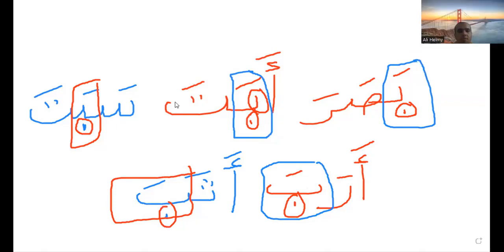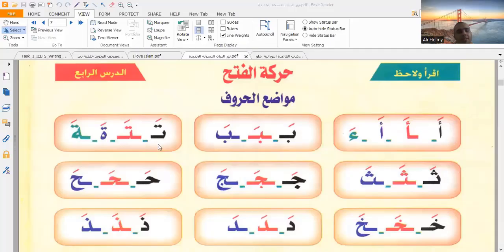Next one, we have here ta. So we have four shapes of ta. The first one is ta in the beginning. It is like this, two dots over. All right. Next we have ta here in the middle, two dots over as well. We have ta here in the end. It is like this shape, and this is another shape of ta in the end as well.